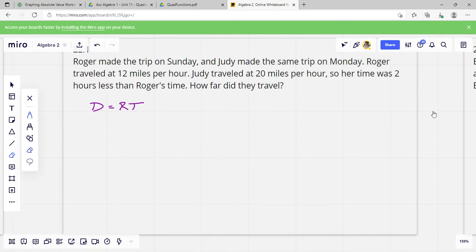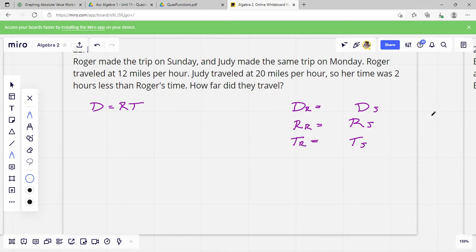But we have two people's distance, rate, and time that we're talking about here. So we're going to have to use subscripted variables. So we're going to say the distance of Roger. These are our variables we're going to have to find. The rate of Roger and the time of Roger, and then we're also looking for the distance of Judy, the rate of Judy, and the time of Judy. Okay, so there's our subscripted variables.